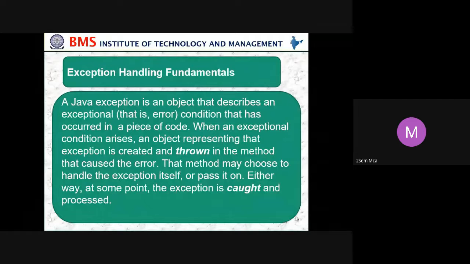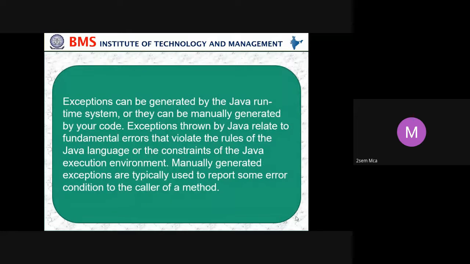Exception handling fundamentals: a Java exception is an object that describes an exceptional, that is, error condition that has occurred in a piece of code. When an exceptional condition arises, an object representing that exception is created and thrown in the method that caused the error. That method may choose to handle the exception itself or pass it on. Either way, at some point, the exception is caught and processed.